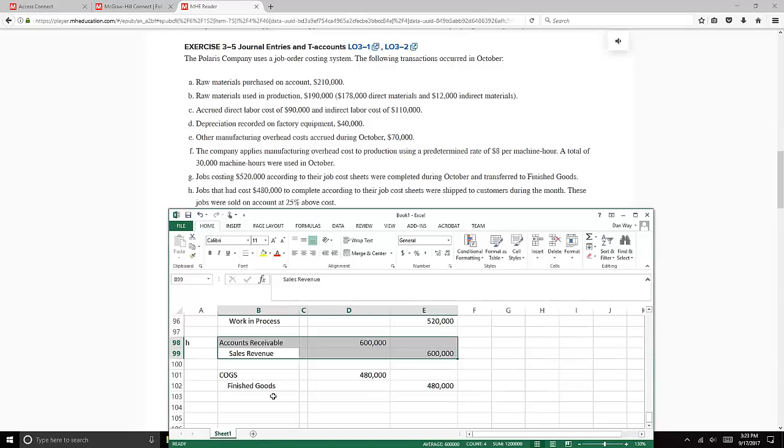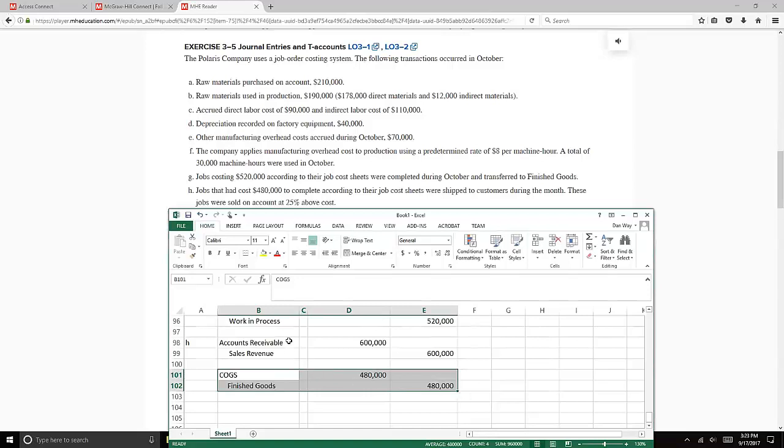Can you go back through those calculations again, please? Absolutely. Okay, so for the sale itself, we said the jobs cost $480,000. For our inventory update, we didn't do any calculation here. We said those jobs cost us $480,000. That's what they're on our books for. That's what we need to move from finished goods to cost of goods sold.